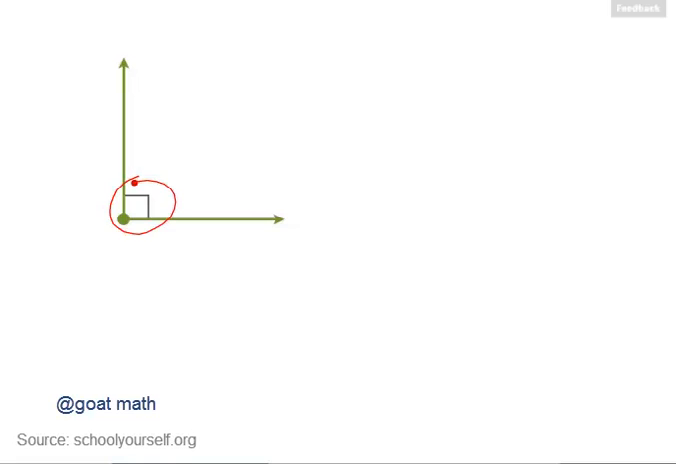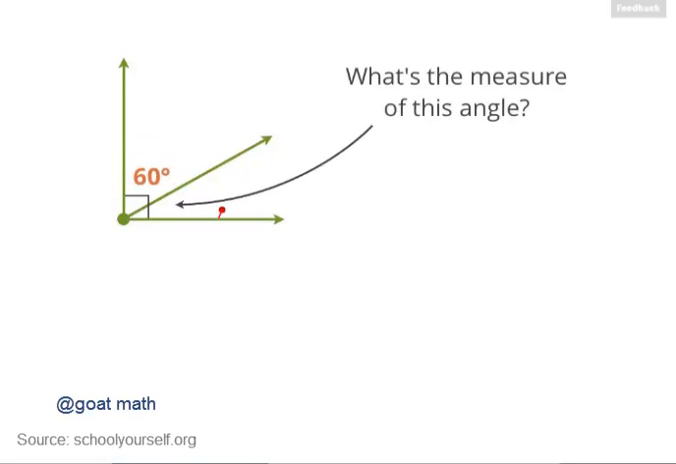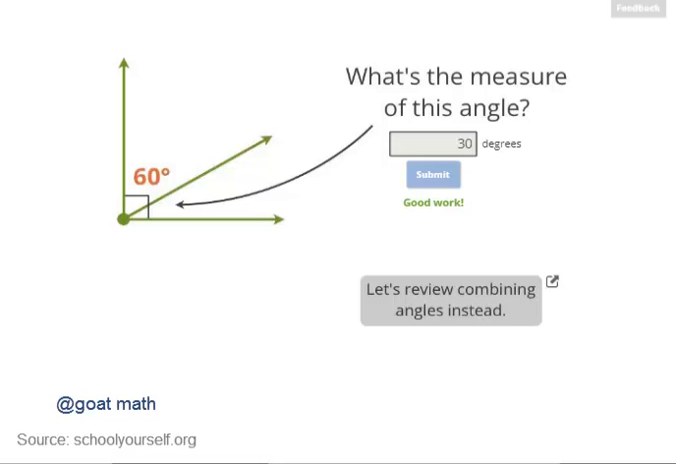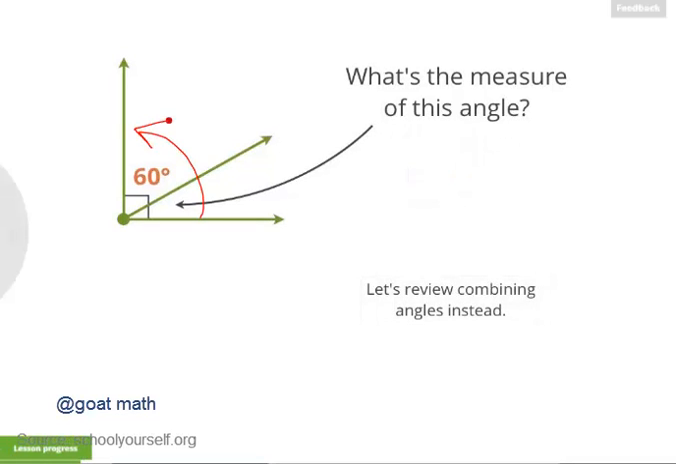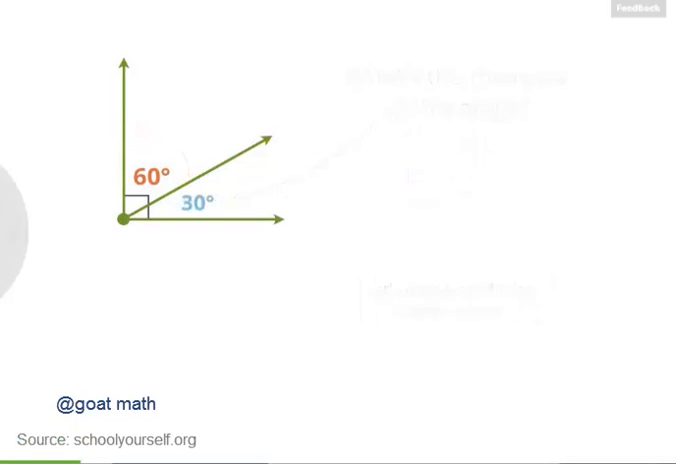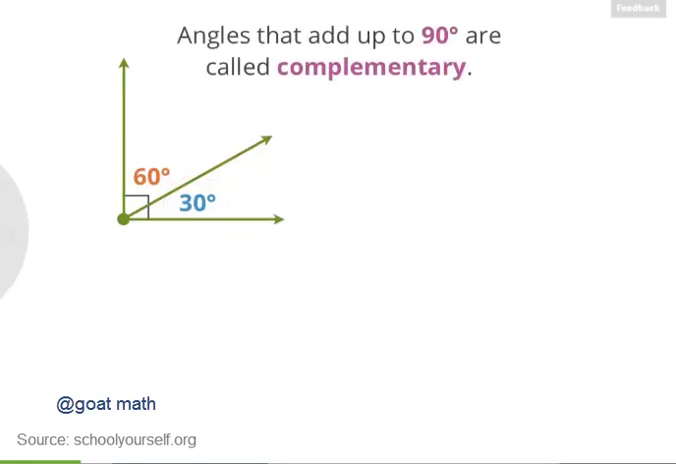Suppose you have a right, or 90-degree, angle. Let's draw in another ray, and suppose this angle over here measures 60 degrees. What's the measure of this angle over here? If you're not sure, click down here to review. Right, this angle is 90 degrees minus 60 degrees, or 30 degrees. Now angles that add up to 90 degrees are called complementary angles. So these two angles are complementary.